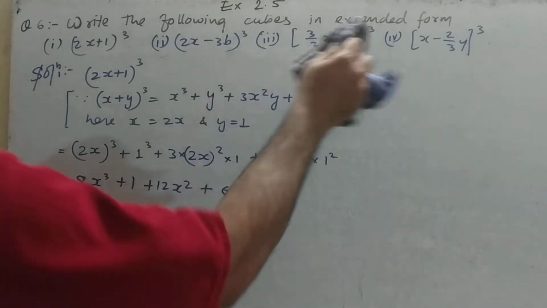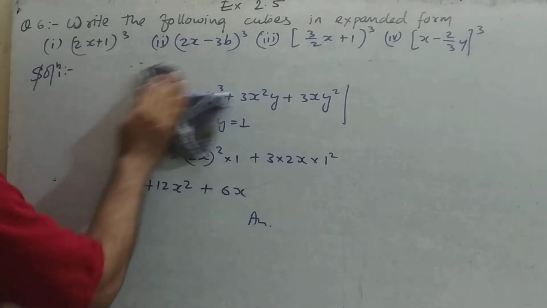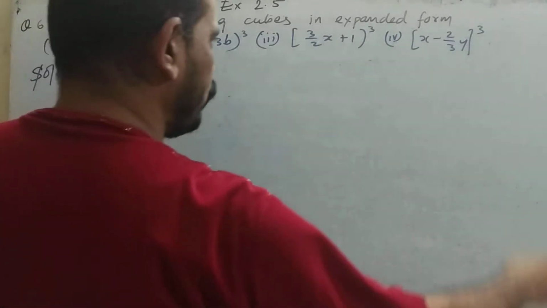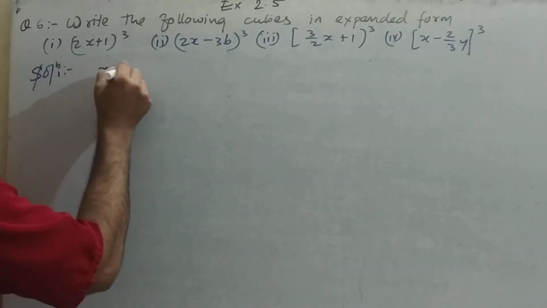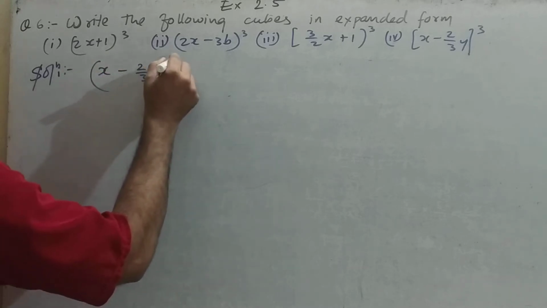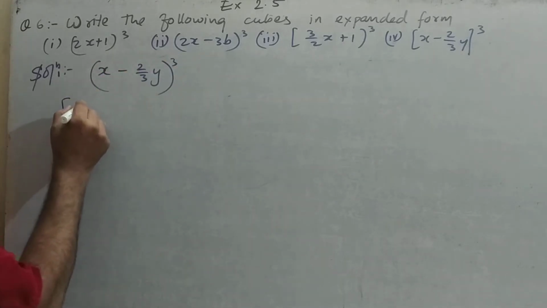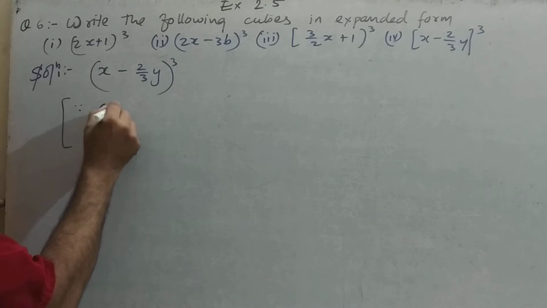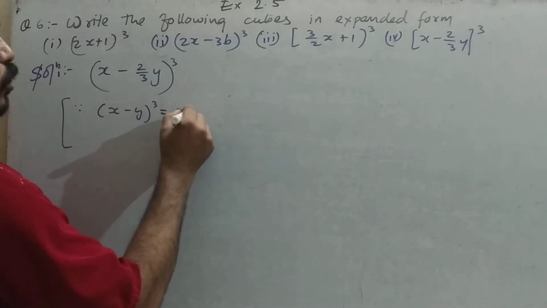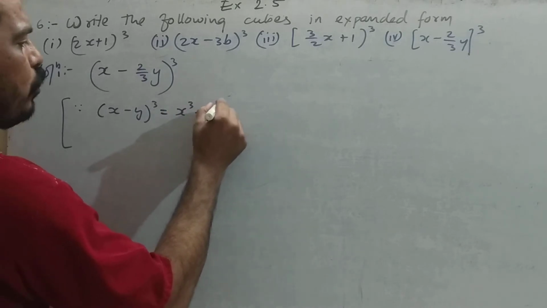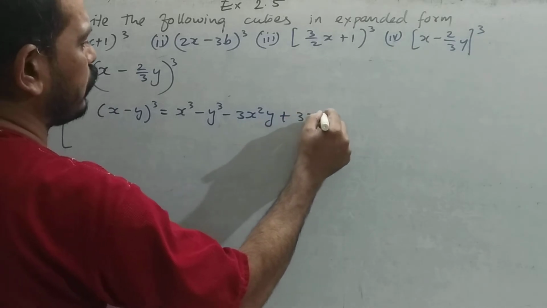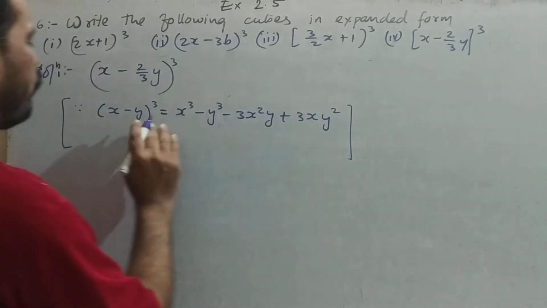Let us see the last question. I'll do this question for you: (x minus 2 by 3y) whole cube. Now what identity will be used here? (x minus y) whole cube is equal to x cube minus y cube minus 3x square y plus 3xy square. This is the expanded form of this.